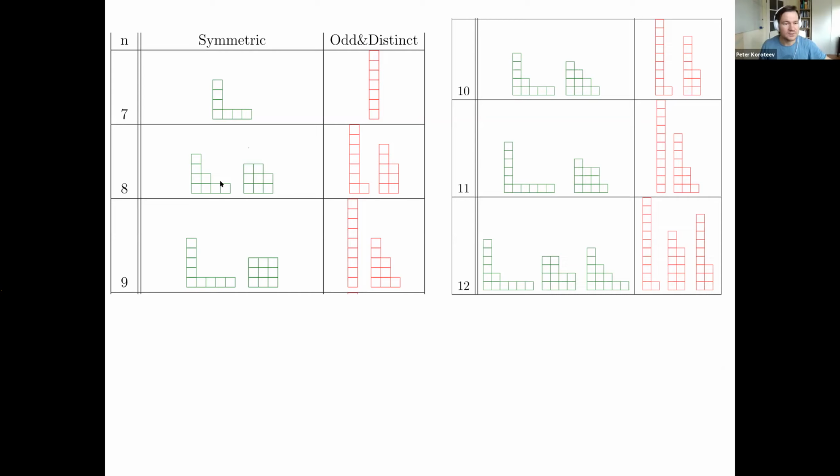Now, what would you do for 8? You see you have symmetric partitions and odd and distinct parts: 7, 1, and then 5, 3. And here we have those diagrams.